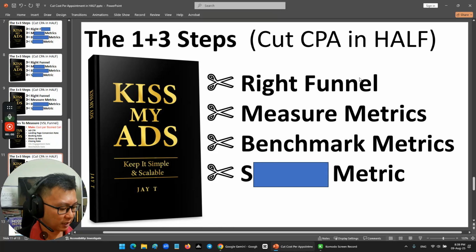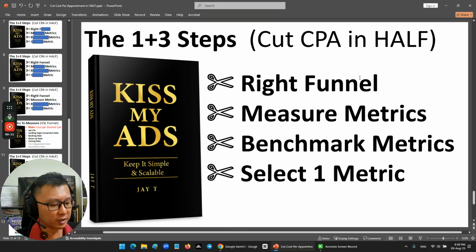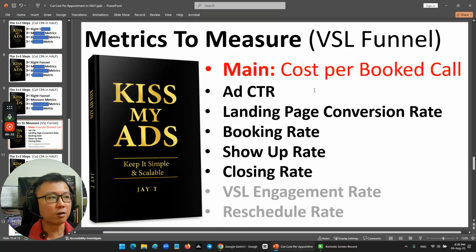Right. So finally, the last step is, now that you have all the metrics, you can take a look at which one is the furthest from the industry benchmark. And now you can select that one metric to improve. So how to improve it? There'll be a lot of different ways. This is where speaking to your marketing partner will be very, very insightful.